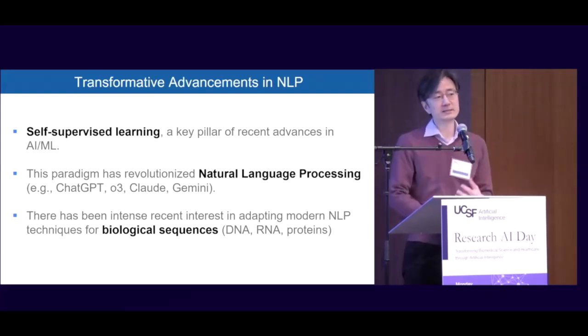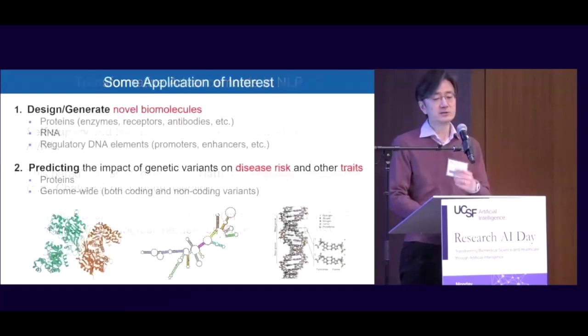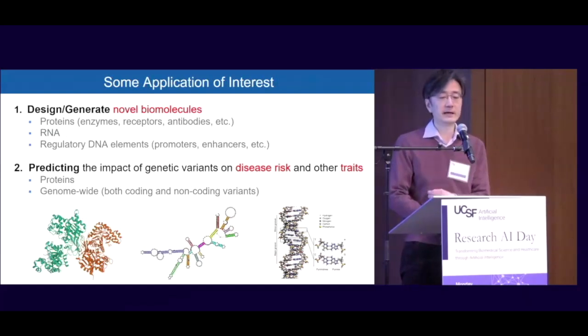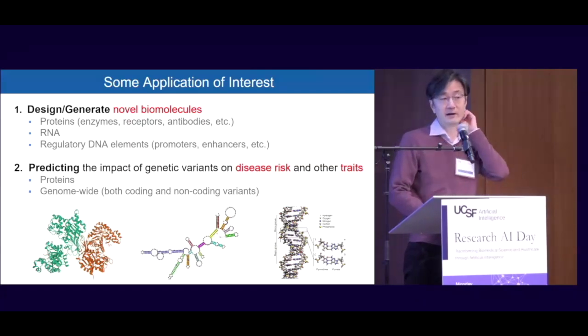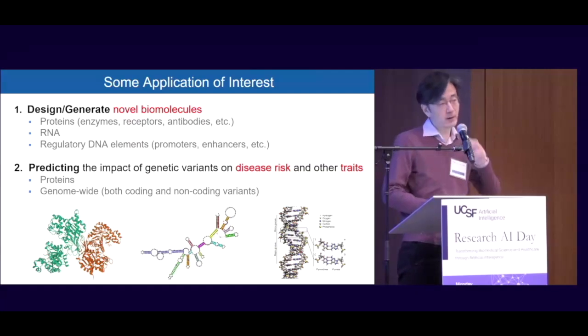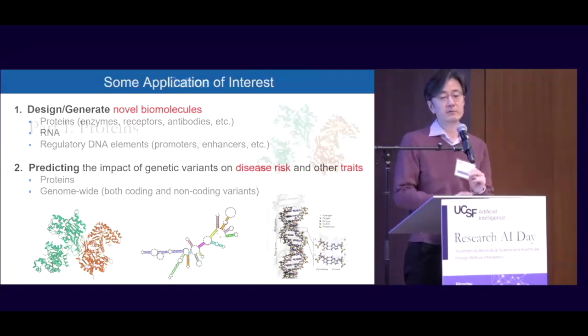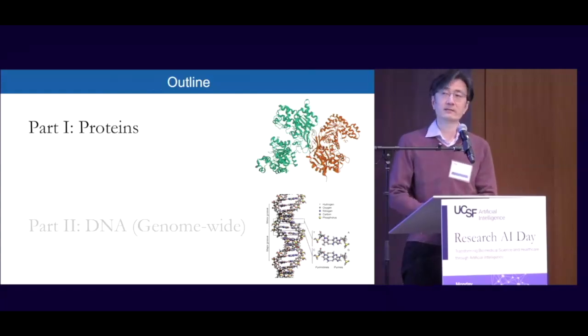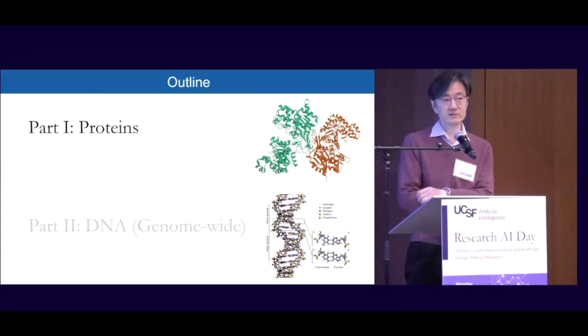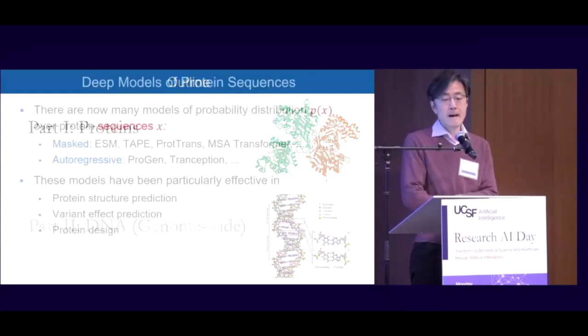So our interest is really driven by interesting applications, including predicting the effect of mutations in the genome, contributing to disease risk or other traits. Sometimes we want to design new molecules such as proteins, RNAs, and regulatory elements. So what I want to do today is to showcase a couple of examples. I will first start with proteins and then go on to discuss genome-wide predictions.